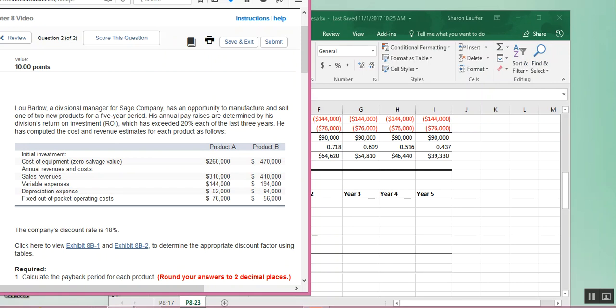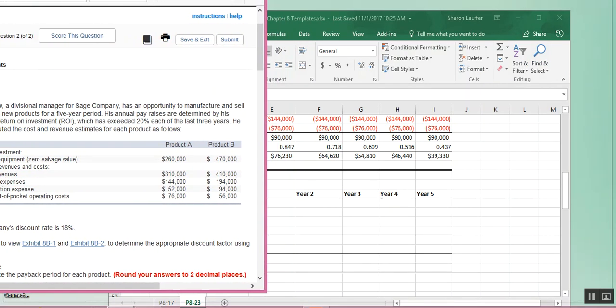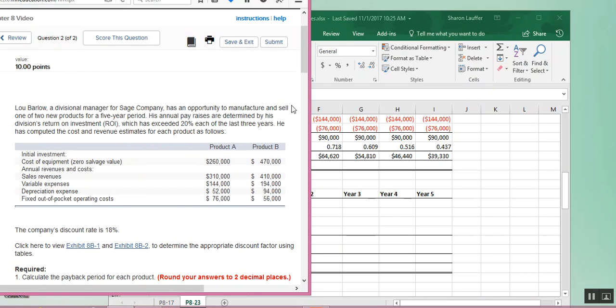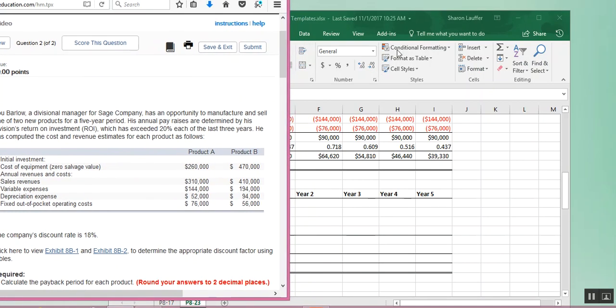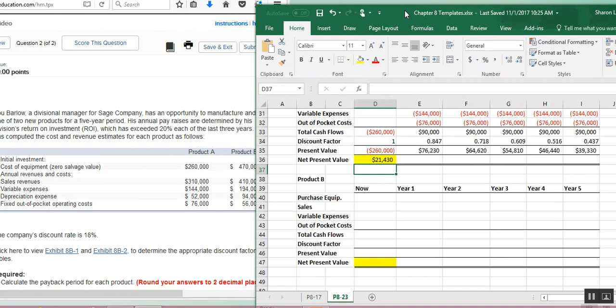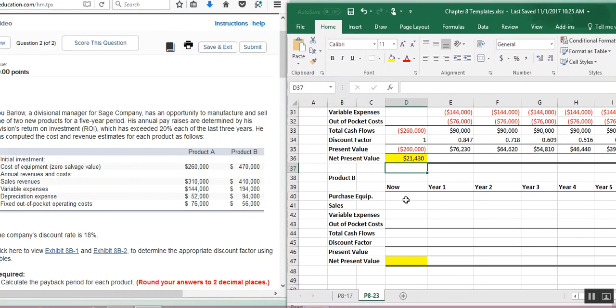So let's see if I can get these side by side again. Enough so we can see them. Let me move this over a tad. All right, so our purchase of equipment for product B is $470,000, and that's a cash outflow. And then it looks like we're going to jump over here, and our sales were $410,000. Our variable expenses were $194,000. And our out-of-pocket costs were $56,000.